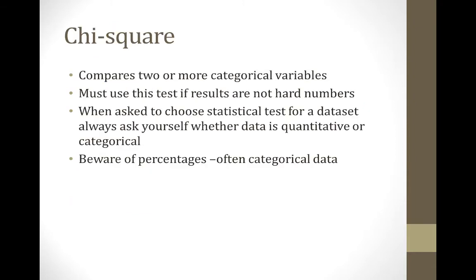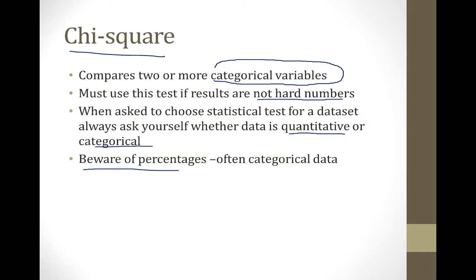And then the final test of significance is called the chi-square, and this is a test you have to use when you're comparing categorical variables. So you have to use this if the test results are not hard numbers. The way this often comes up is you're asked to choose a statistical test for a data set. And when this happens, you have to carefully look at whether it's quantitative or categorical. And remember that slide I showed you a few slides ago where I went through quantitative and categorical variables.